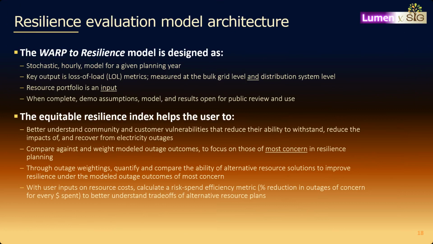And then outside of the model, with additional input on resource costs, the users can also calculate a normalized risk spent efficiency metric as a percent reduction in outages of concern for every dollar spent. And this would help evaluate trade-offs across different plans. So I'll pass it back to Mariko briefly.